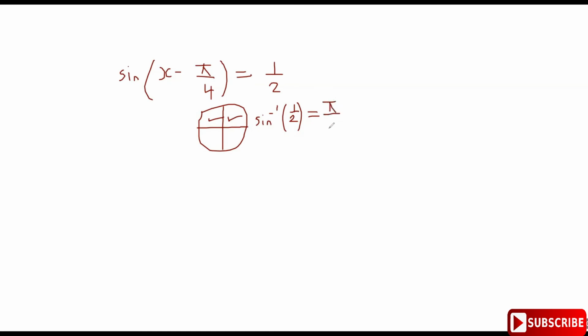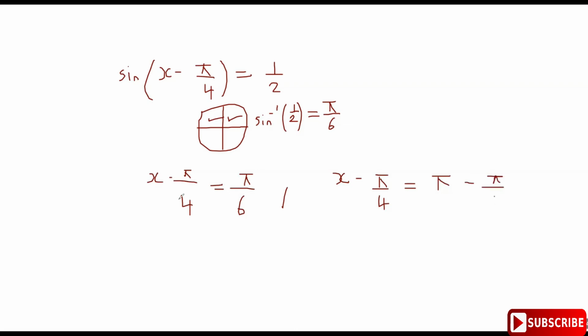So now that sine inverse of a half is pi by 6, that means that x minus pi by 4, because that's the angle we're trying to find, is equal to pi by 6. Or another possible answer is the answer in the second quadrant, which is x minus pi by 4 is equal to pi minus pi by 6.